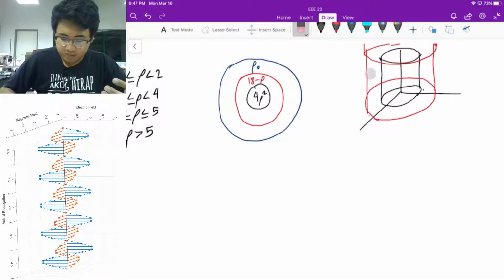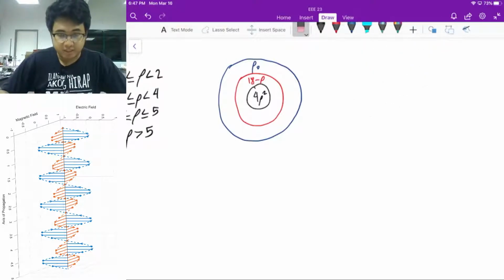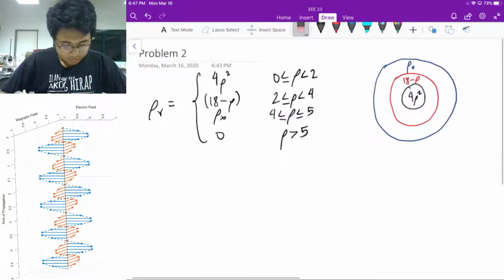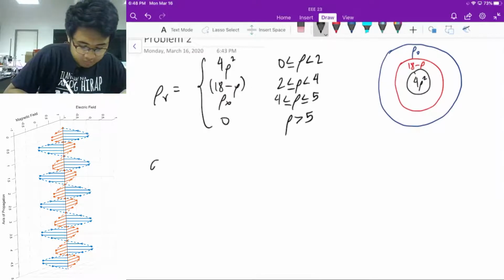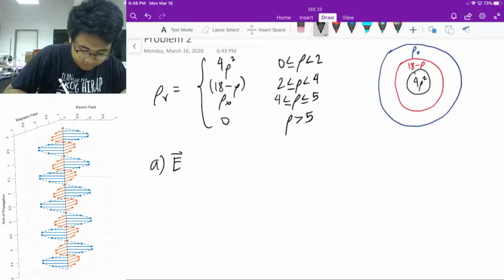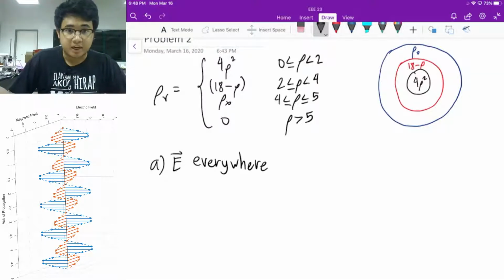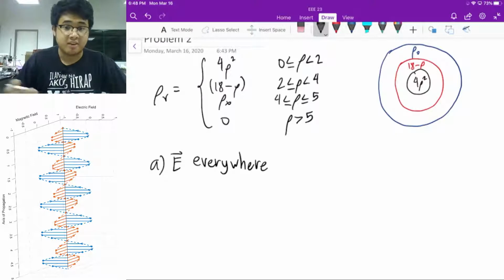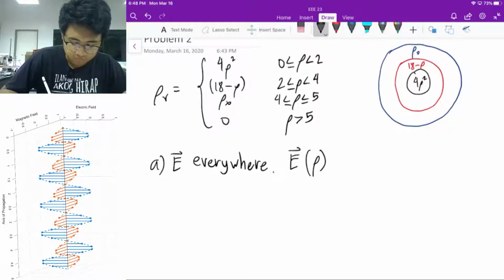Okay. And we are tasked to solve for the electric field everywhere for letter A. So we want to solve for E everywhere. Since our charge density is a function of ρ, we expect the electric field also to be a function of ρ. So when we're talking about E everywhere, we're talking of E as a function of ρ.